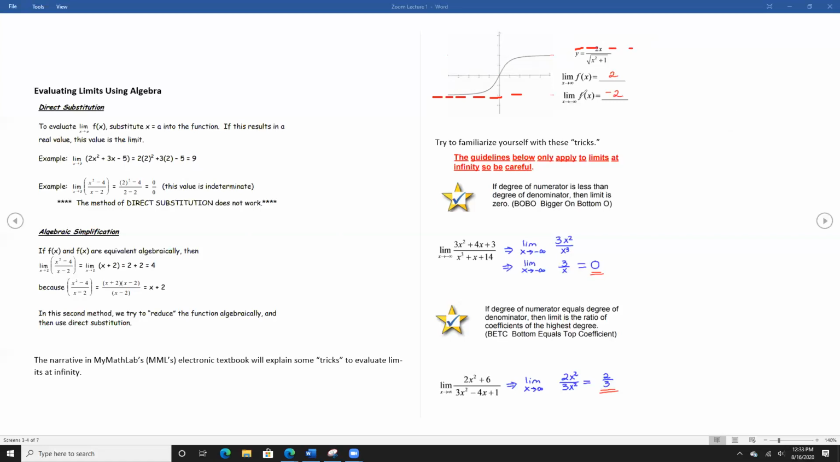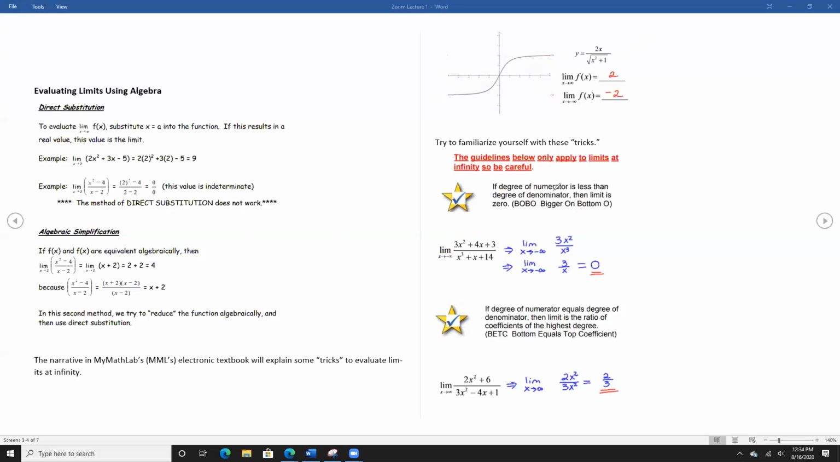So here are some tricks to familiarize yourself with, and they can be used to quickly evaluate limits. The first one says, if you are looking at limits at infinity, these only apply to limits at infinity. So in this problem, we're looking at the limit as x approaches negative infinity for this given expression. Well, the first trick says, if the degree of the numerator is less than the degree of the denominator, the limit will be 0. Okay, so let's take a look at that.